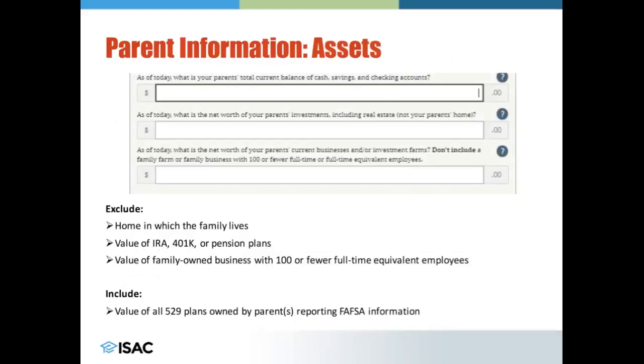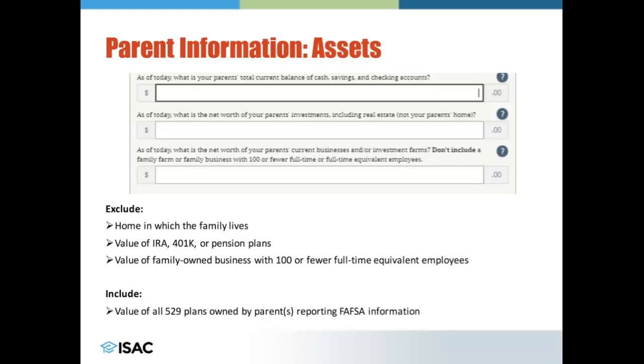Some people say, well, what if I got $2,000 in my checking account? What if I take it out? Well, now it's cash, all right? So it's cash, checking, or saving. There's something for the parents called an asset protection allowance. Based on your marital status and the age of the parent, a certain amount of your assets are protected. And that table varies from year to year because it's set by Congress.